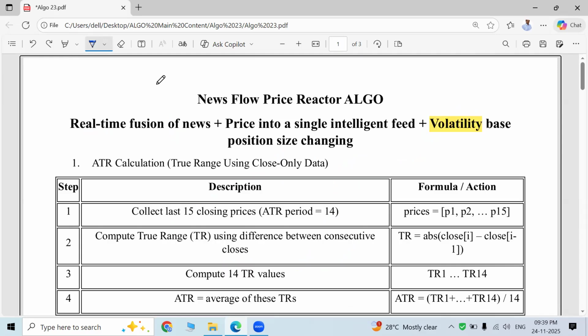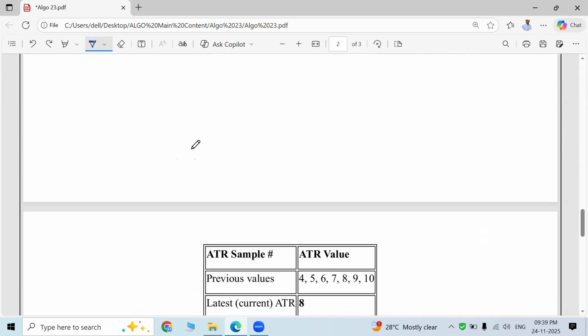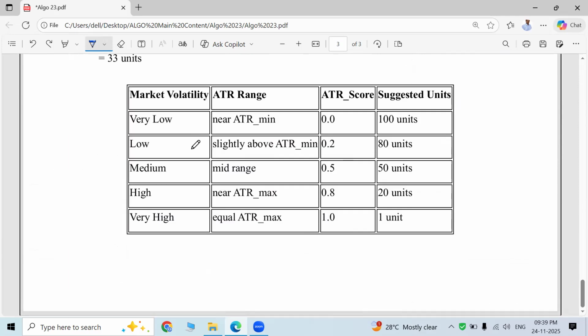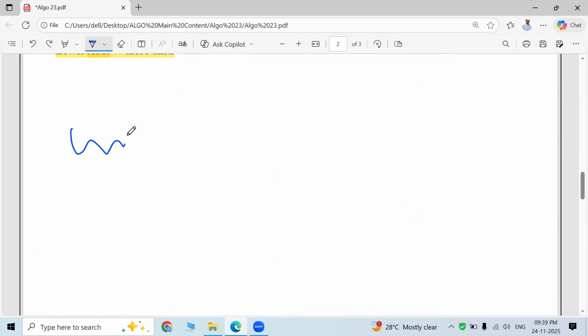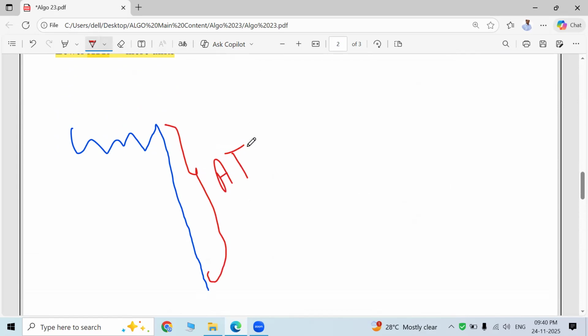So the logic is very simple. Let me explain it one more time. Suppose the market is trading in one range, slowly up, down, up, down. Suddenly negative news comes. Now this is basically called a kind of volatility that has come in the market. So here the ATR is going to be very high. At that time, you need to reduce your position sizing.